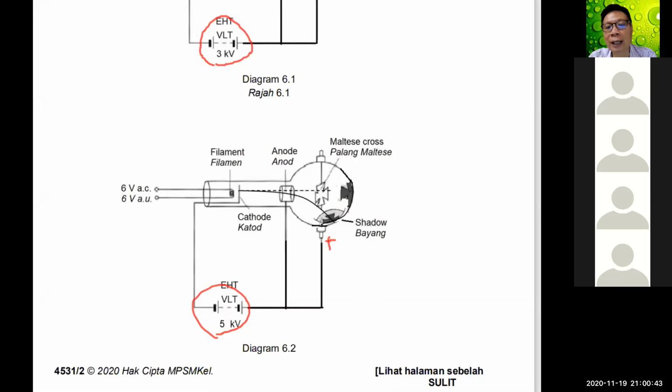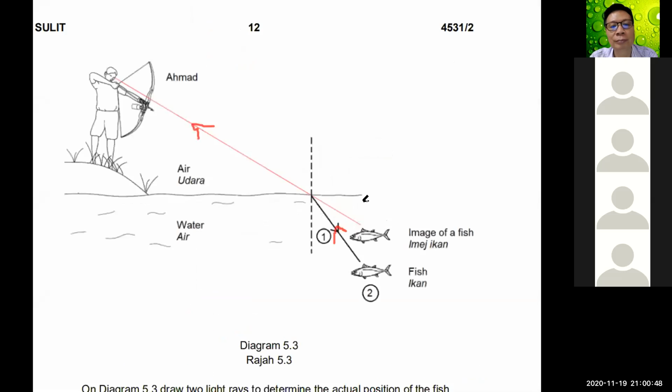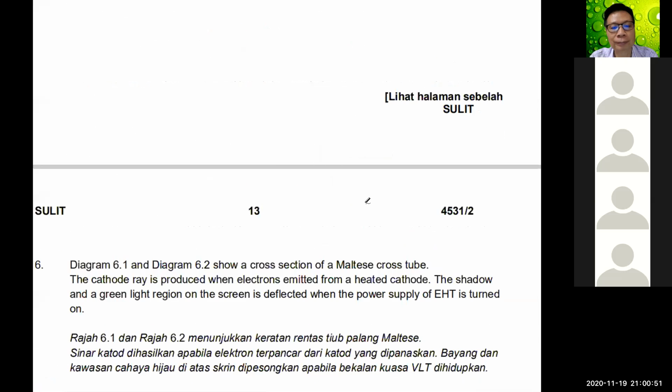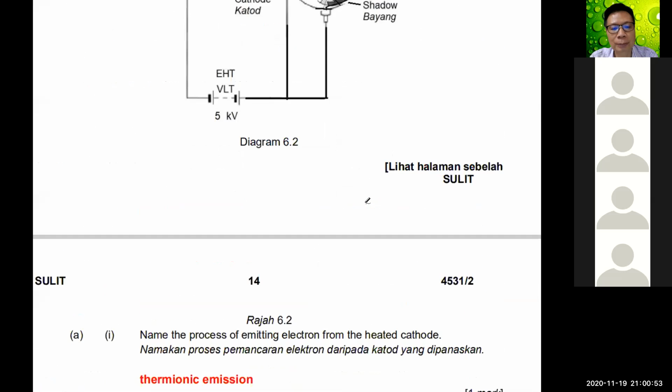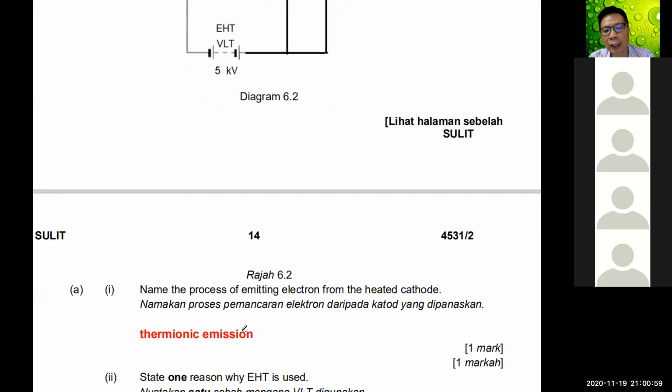William Chen say lazy. William Chen say thermionic emission. Yes, correct. William, you are right. Thermionic emission. The answer is when the heated cathode releases the electron. So you say thermionic emission. The release of electron from the heated metal surface, that is called thermionic emission.